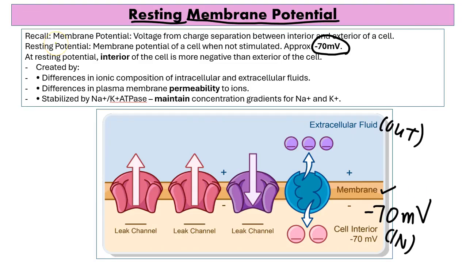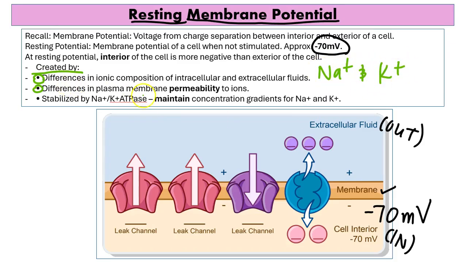Now the next question is, well, how? How do we get that negative 70 millivolts inside the cell? Well, that resting potential is going to be created by two things: the differences in ionic composition and the differences in plasma membrane permeability of those ions. So what has been our focus? Our ions of focus have been sodium and potassium.